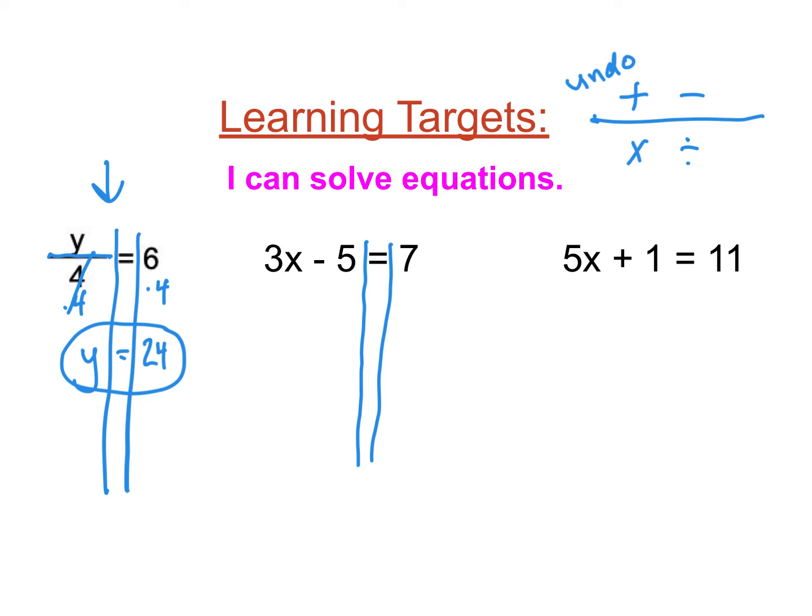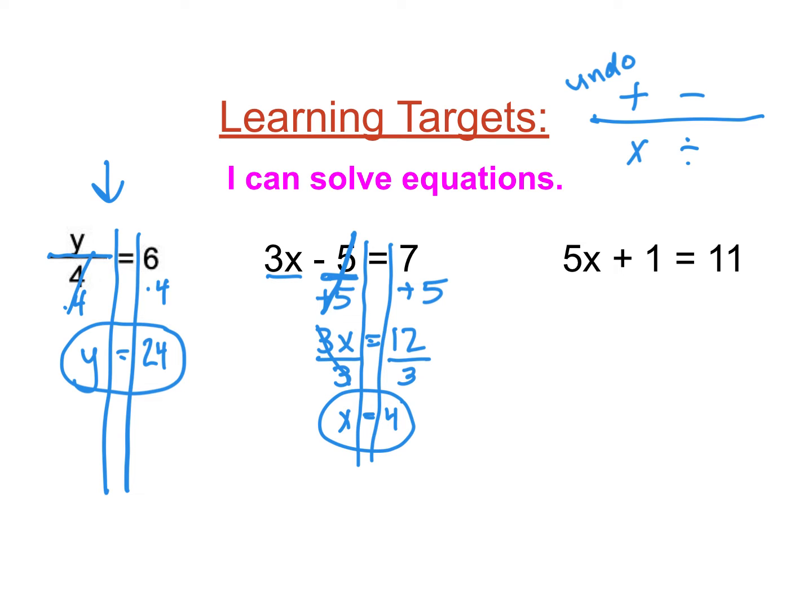So I would do this problem as 3 times x first, and then I would minus 5. So in order to undo that problem, I'm going to undo the minus 5 first, which would be plus 5 on both sides. This side, the minus 5 plus 5 are opposites. They cancel out, and I have just 3 times x left. And on the other side, I have 12. Okay? Then I'm going to do the only thing that's left. I'm going to undo the multiplication by dividing by 3. X is the same as 4.